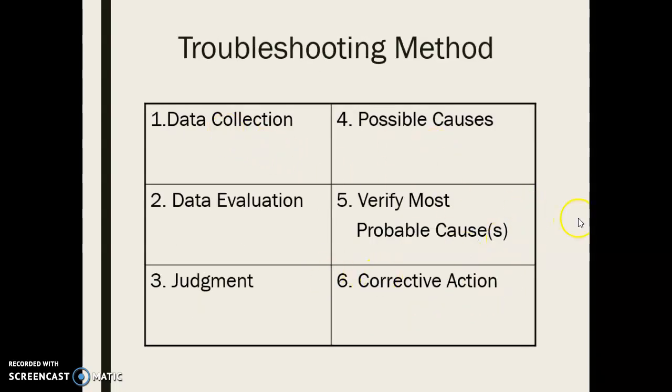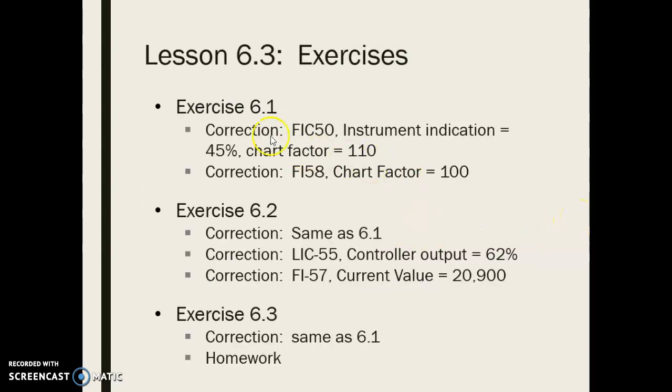Okay, this is the table that we look at in our sheet. First we need to go to your exercises. Exercise 6.1, there are a couple of errors on the paper, so you should just fix these. Your instrument indication should be 45% and your chart factor should be 110. And then for FI58, the chart factor should be 100.